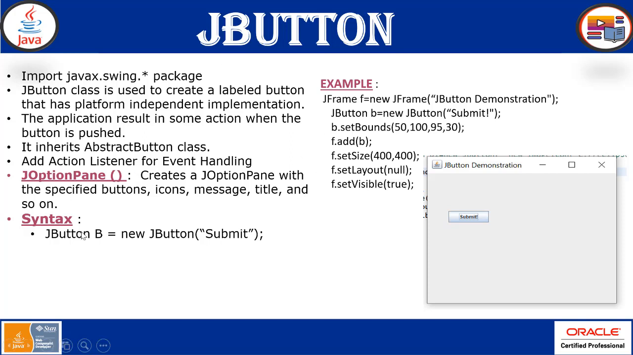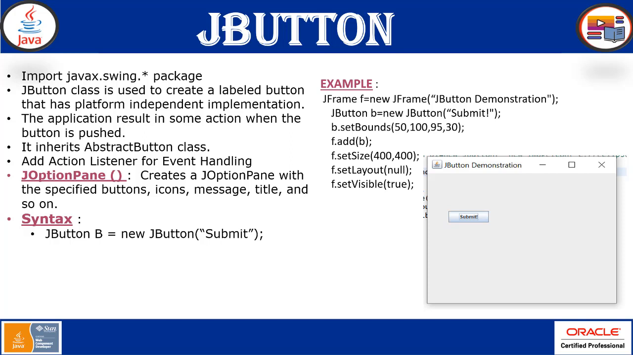Now, the syntax to create an object of JButton is just like a regular class object. We have the class name, the JButton object name, and the new keyword with the JButton constructor. Inside the constructor we can mention the label of your button: submit, exit, close, click here, or your message, or anything you can include.